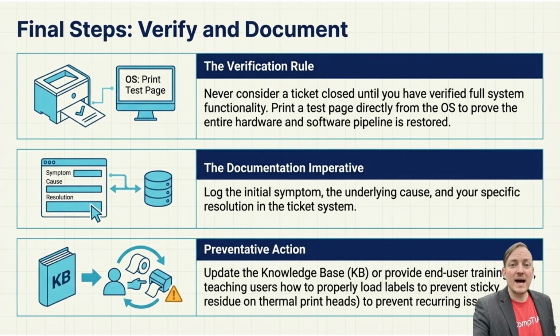Finally, we reach the last steps. Verify and document. Never consider a ticket closed until you have verified full system functionality using the verification rule. Print a test page directly from the OS to prove the entire hardware and software pipeline is restored. Then follow the documentation imperative. Log the initial symptom, the underlying cause, and your specific resolution in the ticket system. Update the knowledge base or provide end-user training to prevent recurring issues.